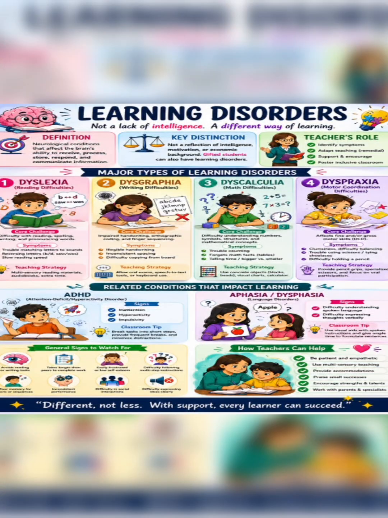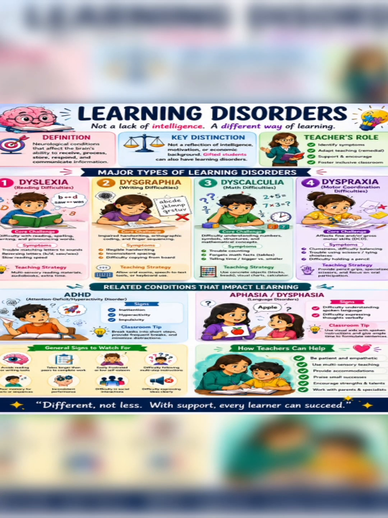When a student struggles to read, spell, or solve a simple math equation, it's easy for an untrained eye to mistake it for laziness or a lack of intelligence. But modern pedagogy and cognitive science tell an entirely different story. As the subtitle in the slide so beautifully states: not a lack of intelligence, a different way of learning.